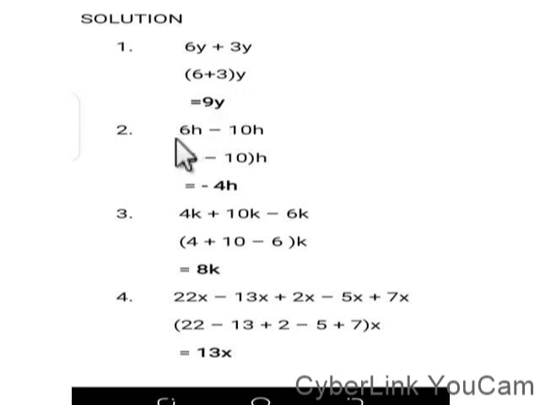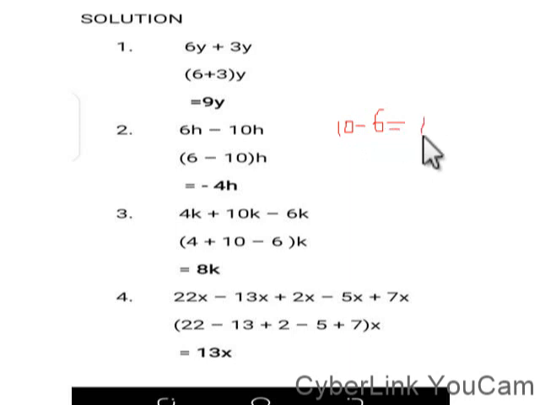Then number 2, we have 6h minus 10h. And the answer to this question will be minus 4h. I know some of you may be wondering, why is there a minus in the answer to this question? Now let's take a look at two different expressions here. If I have 10 minus 6, what will actually be your answer?